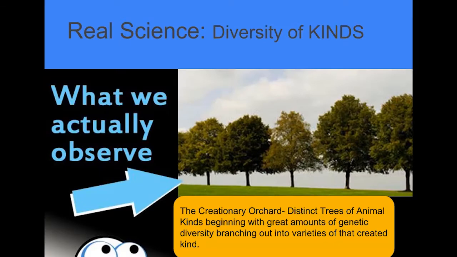Real science shows a diversity of kinds. What we actually observe is the creationary orchard. So instead of a single tree of life like Darwin proposed, the creationary orchard shows distinct trees of animal kinds and plant kinds, beginning with great amounts of genetic diversity, and then branching out into the varieties of that created kind. So one of these trees would represent the horse kind, and then the branches near the top would represent the zebra and the different varieties of horse and the donkeys and that kind of thing.